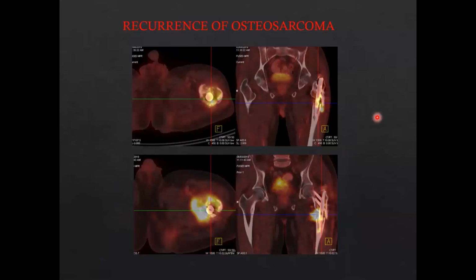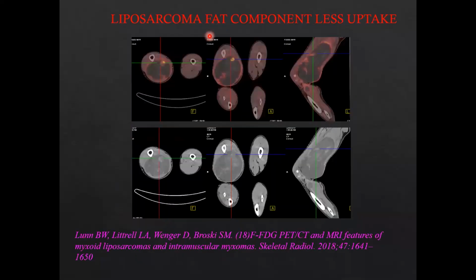So, this is another entity of liposarcoma, fat component which is less uptake. So, this is a liposarcoma. Fat does not show any amount of uptake within the lesion, but the periphery of the lesion is showing uptake here. So, it is consistent with liposarcoma. It was a diagnosed case of liposarcoma.